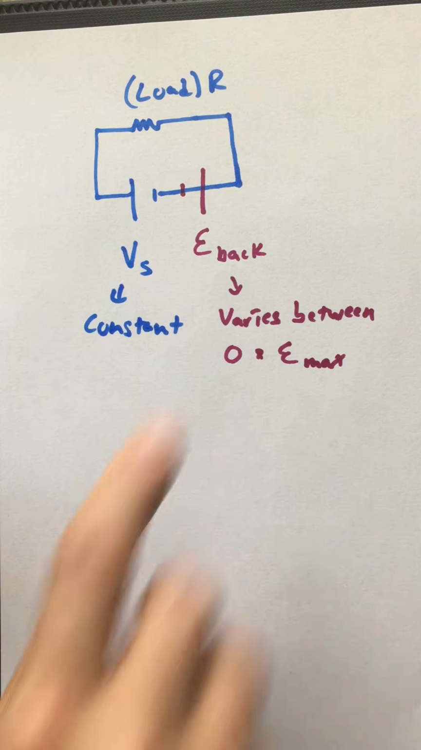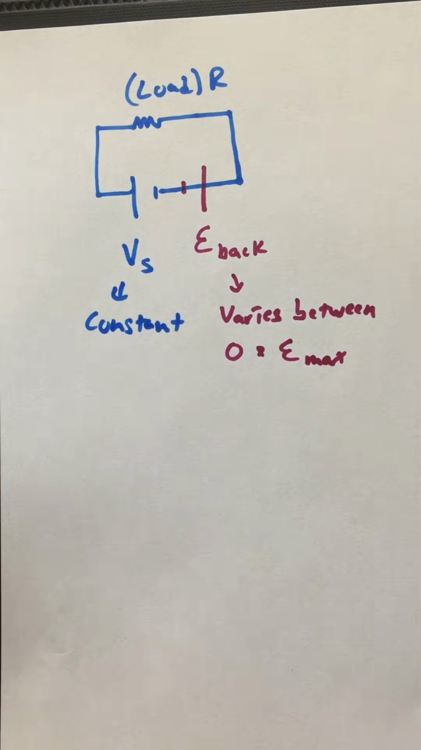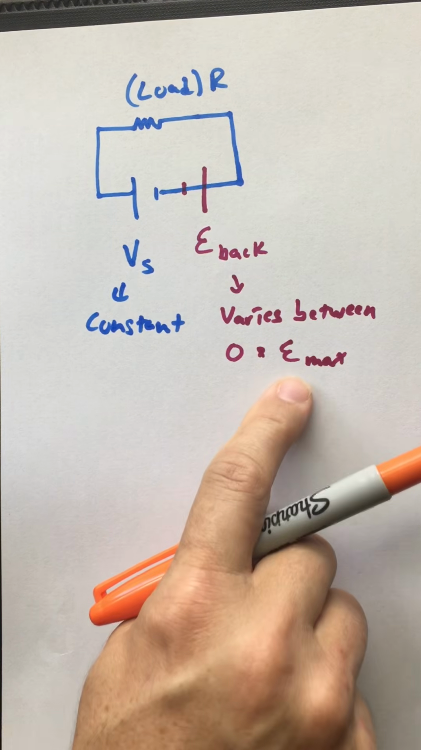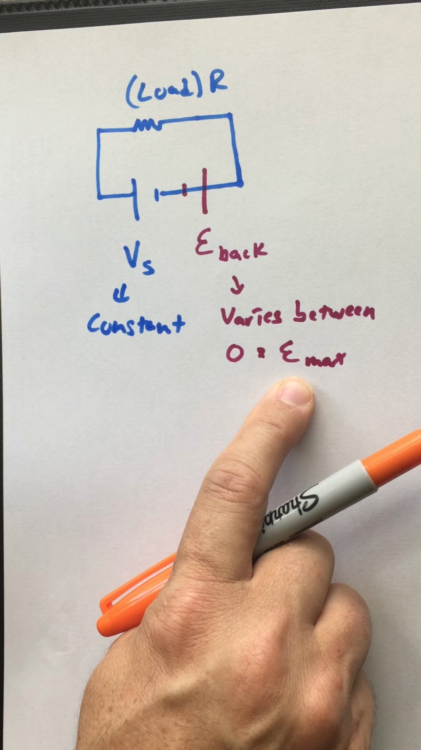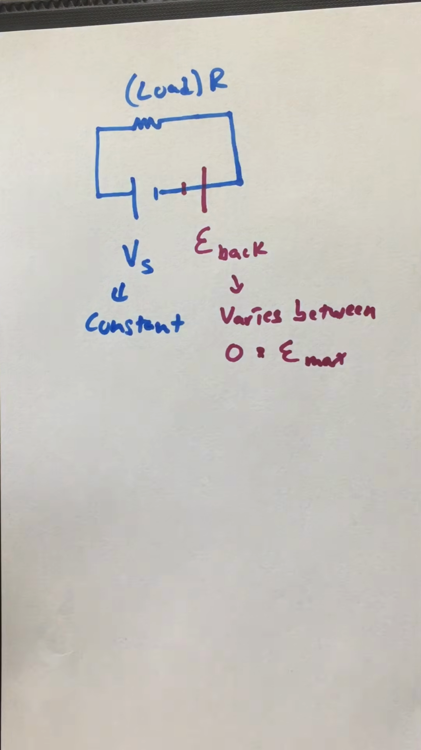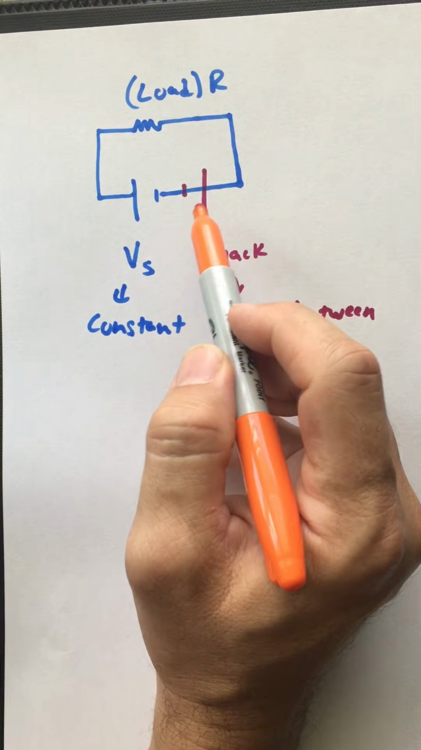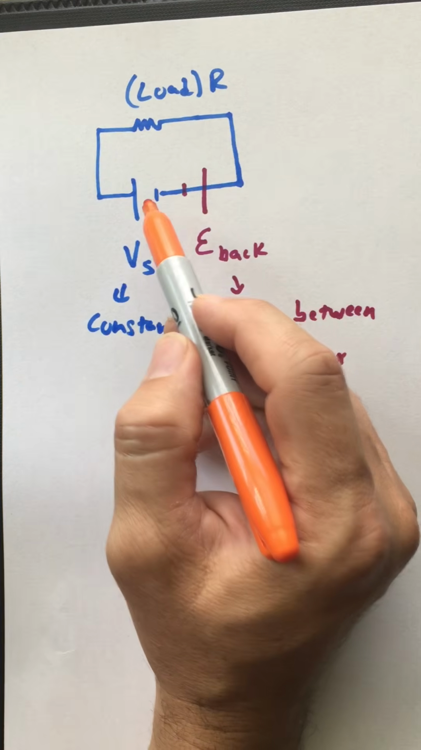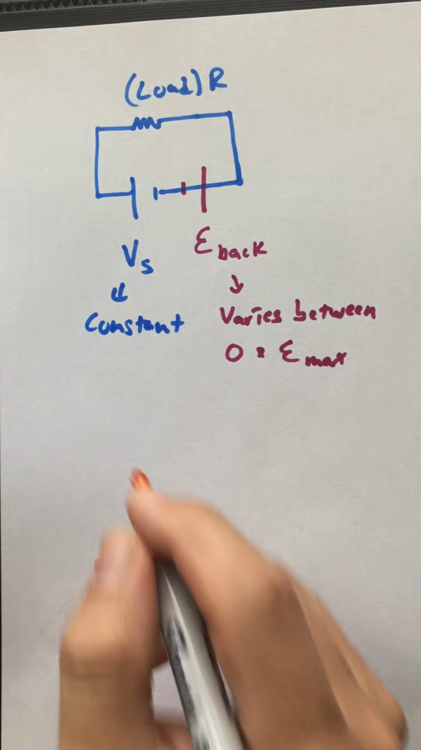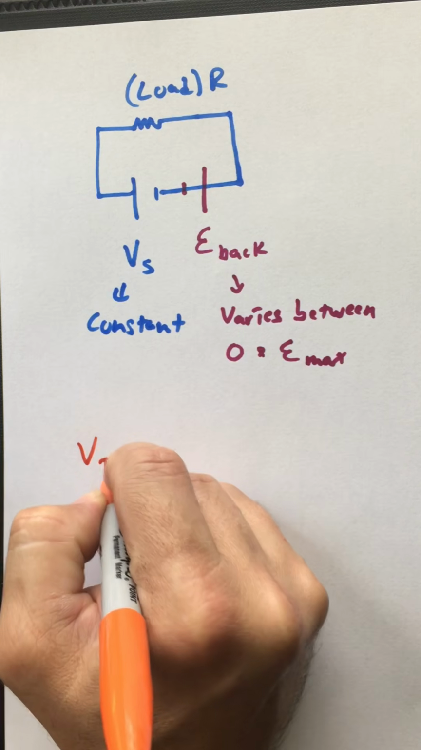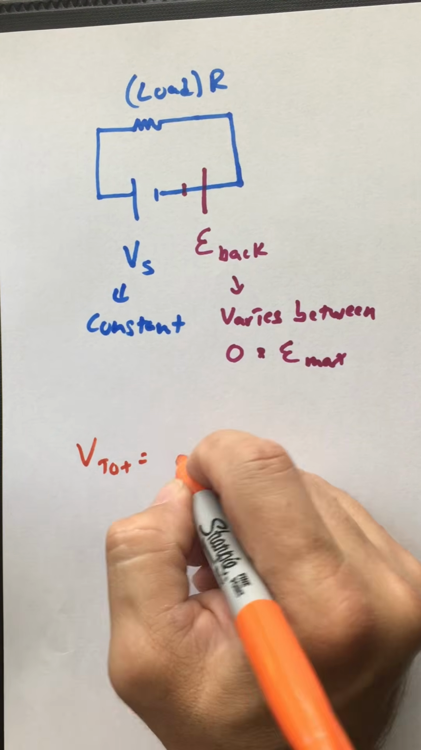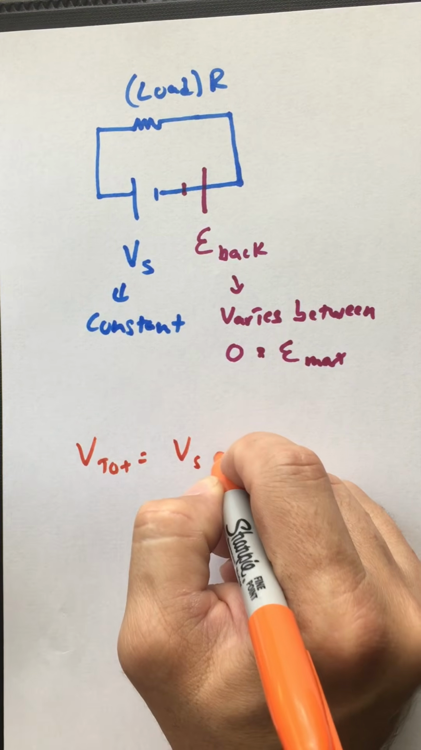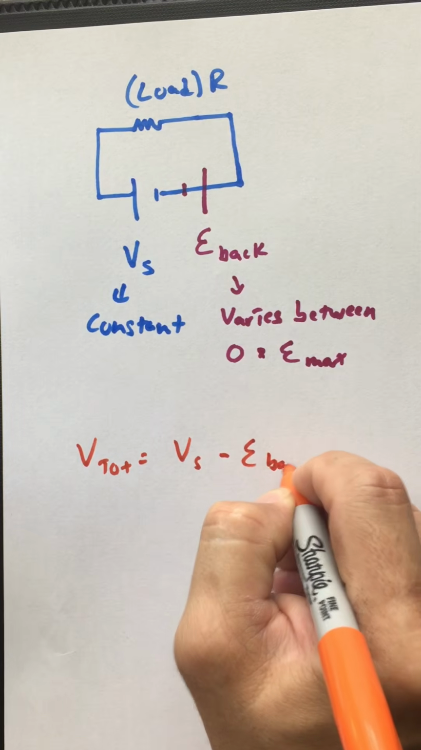What does that mean? Well, because I've hooked these batteries up backwards, the total voltage to the circuit is actually now decreasing as this moves up and up. How do batteries hooked up like this work? If they're hooked up backwards like this, or in reverse polarity, if you will, negative to negative, then the total voltage is going to be V source minus E back.